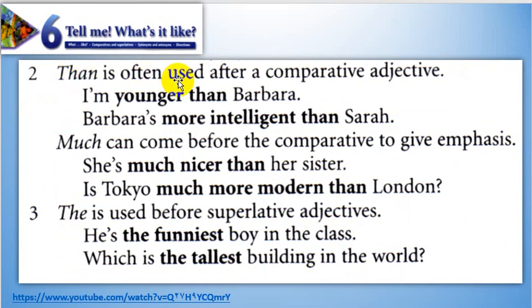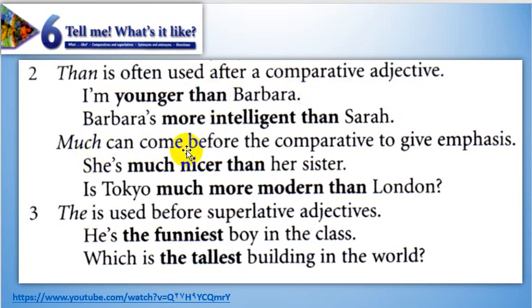Now, than is often used after a comparative adjective, for example, I'm younger than Barbara. لأن هي صيغة مقارنة فذان من. I'm younger than Barbara. أنا أصغر من Barbara. Okay. Barbara's more intelligent than Sarah. Okay. Than تستخدم مع صيغة المقارنة comparative.